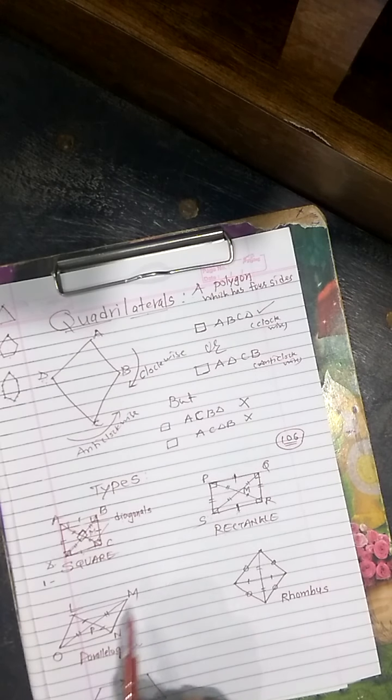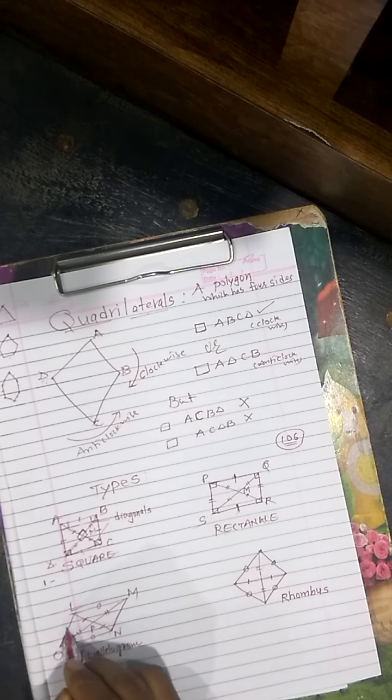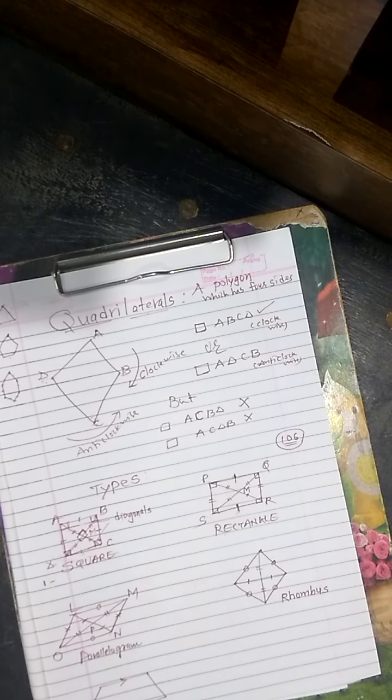Like a rectangle, its property is that opposite sides have equal measurements. Opposite sides are equal. These and these sides are equal, these and these sides are equal. Here I am writing the symbol.